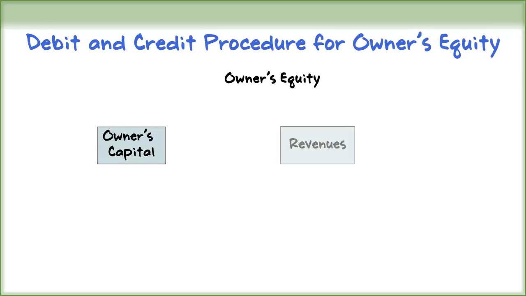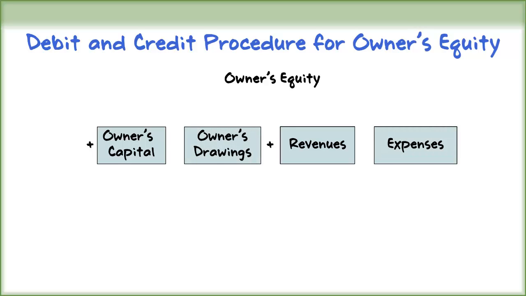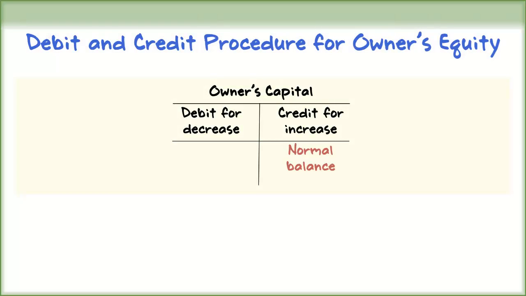Owner's capital and revenue increase owner's equity, whereas owner's drawings and expenses decrease owner's equity. Owner's capital has a normal credit balance. Therefore, a credit increases owner's capital and a debit decreases it.